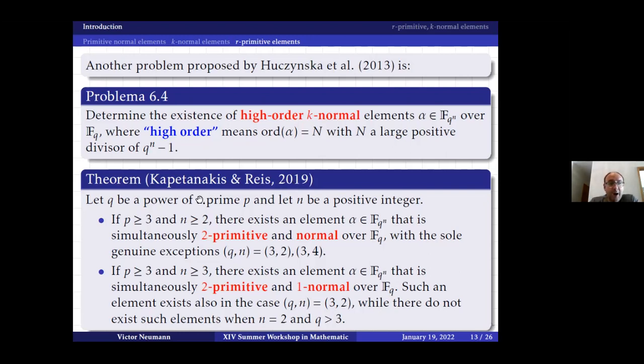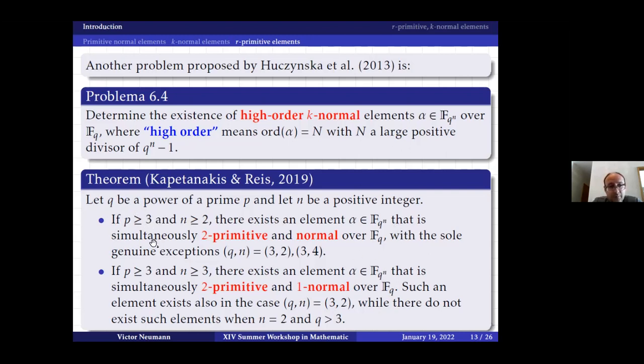Well, our first result for some values is given by Kapetanakis and Reis in 2019. We denote p the characteristic of the field. So q is a power of a prime p. And for p greater or equal than 3 and n greater or equal than 2, we always have 2-primitive normal elements, except in these two cases, when q equal to 3 and n equal to 2 or 4. In fact, we need that p must be greater or equal than 3, because 2-primitivity means that 2 must be a divisor of q^n minus 1. So the characteristic of the field can't be 2. For this reason, p must be greater or equal than 3.